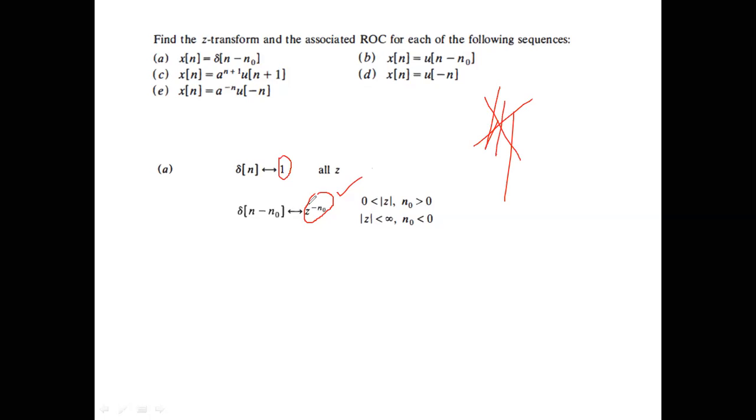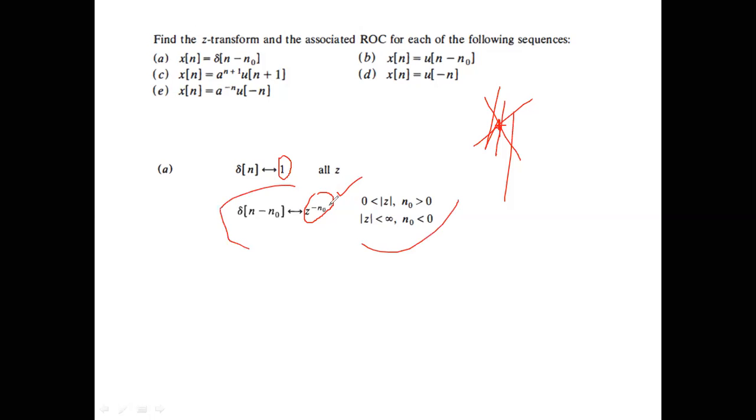Whereas here you can see the ROC changes. If I substitute z equal to 0 here, what is going to happen? 1 by z to the power 1 becomes 1 by 0, and 1 by 0 goes to infinity. So the ROC is the entire Z plane except z equal to 0. There is a pole at the origin. That is the ROC of this particular thing.